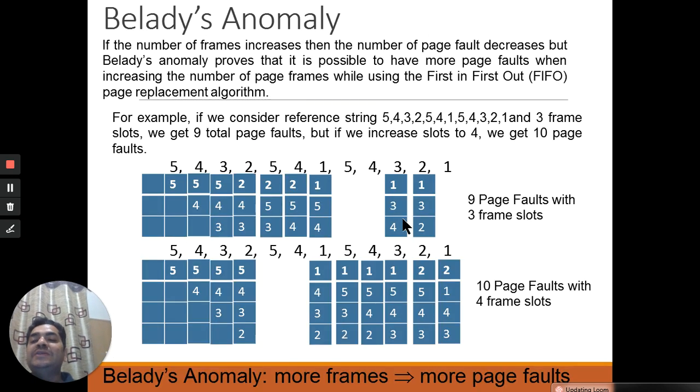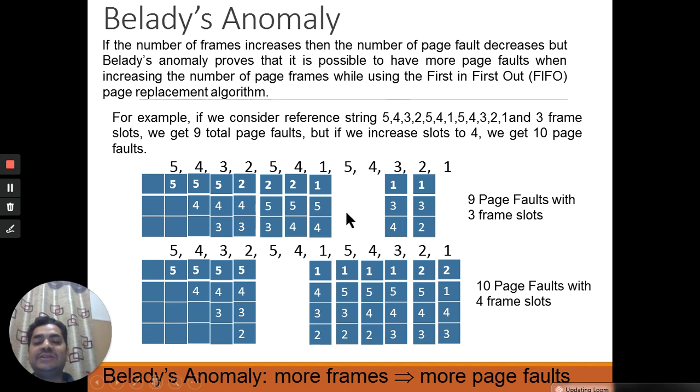A small topic is there, Belady's anomaly. It's related to the FIFO. Earlier in the previous graph, I said that if we increase the number of frames, it will decrease the number of page faults. This is the normal phenomenon. But Belady's anomaly states that if we increase the number of frames, it will increase the number of page faults. Means more frames, more page faults. It's particular to some strings.